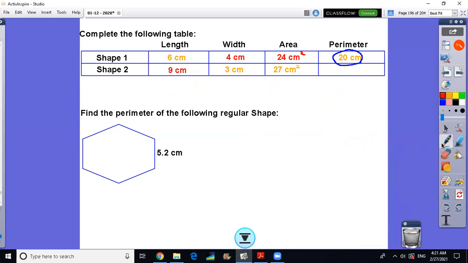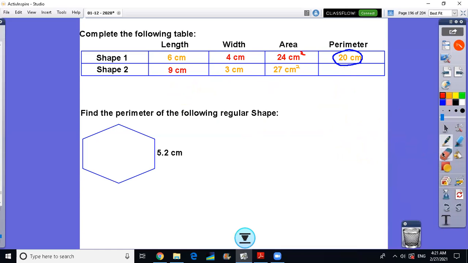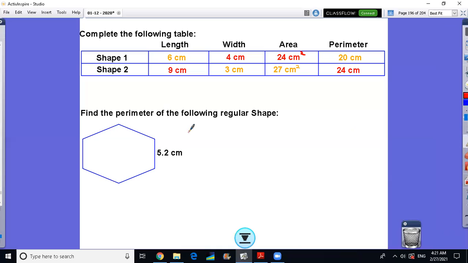No problem. Guys, pause the video, try to work this out on your own, then come back to check. It's length plus width, 9 plus 3, which is 12. Then you multiply the answer by 2 to give you 24. So here the perimeter is going to become 24 centimeters. That's it, not squared.